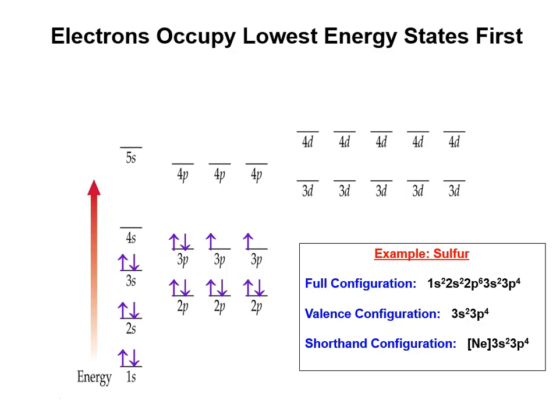So the neon that is in that shorthand configuration is effectively the first 2 quantum shells, 1s2, 2s2, 2p6. So that's all the filled shells, and then what makes sulfur is that 3rd principal quantum number in the valence shell.